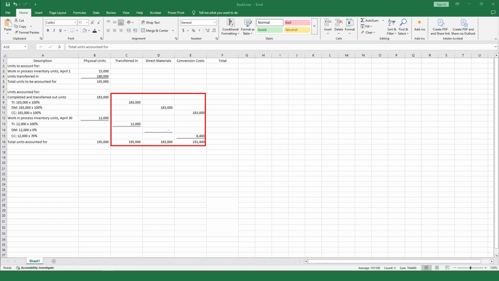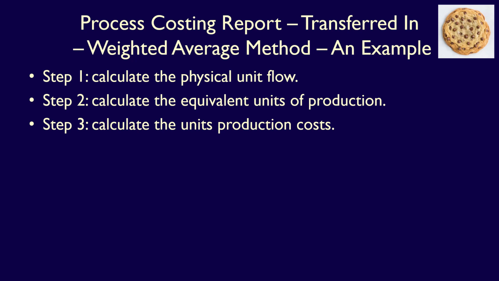Transferred in, 183,000 plus 12,000 is equal to 195,000 equivalent units. For direct materials, 183,000 plus 0 is equal to 183,000 equivalent units. And for conversion costs, 183,000 plus 8,400 is equal to 191,400 equivalent units. We now move on to step 3, calculate the unit's production cost.